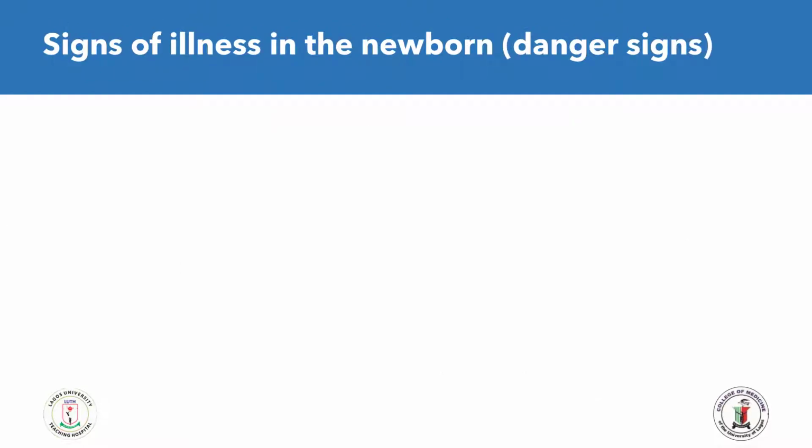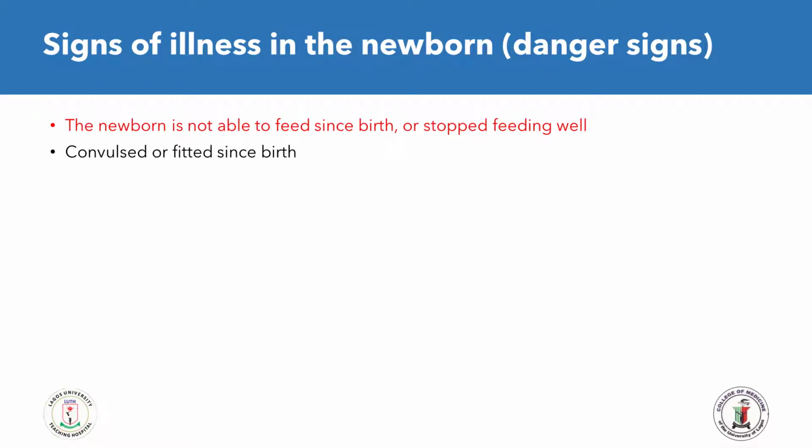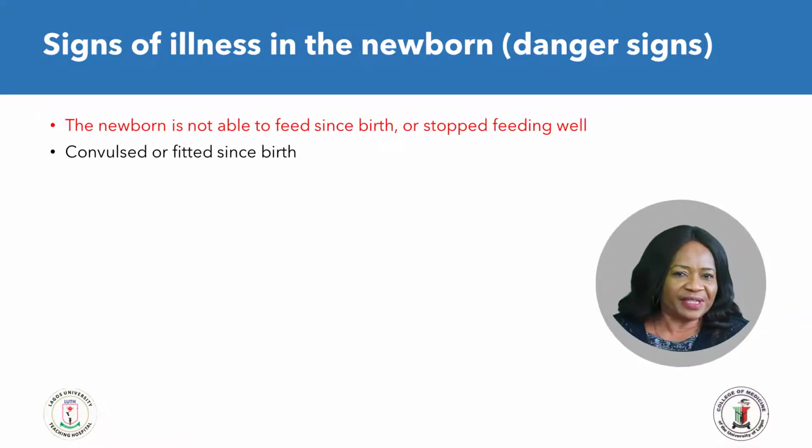Signs of illness in the newborn. We're going to look at some danger signs. The newborn is not able to feed since birth. This could be information you're able to get from the mother, that the baby has not been able to suck, or has stopped feeding well, okay? Or that the baby had convulsion or fit. This also should be of concern.